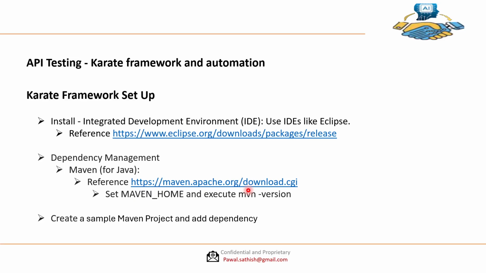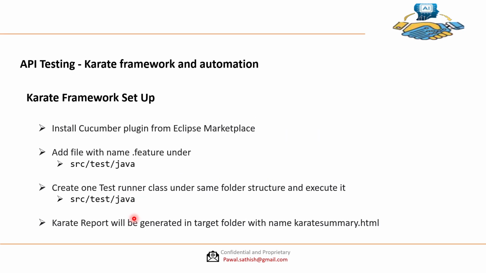So to set up Karate Framework, first we require Eclipse. We can download and install Eclipse from the reference website. Then we also require Maven. After that we'll create a Maven project and add a dependency. Once we add the dependency, we need to add the Cucumber plugin. This is basically used for the feature file.